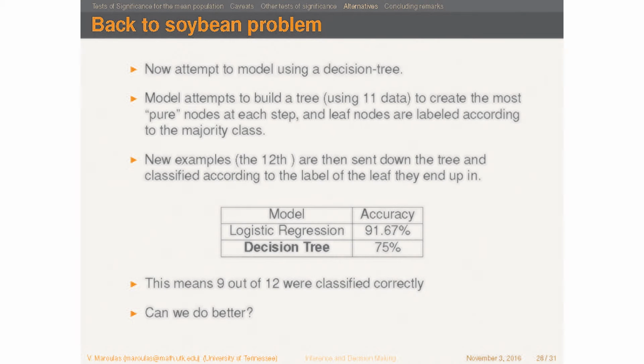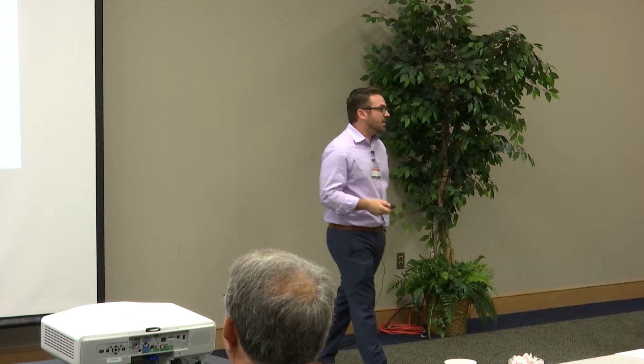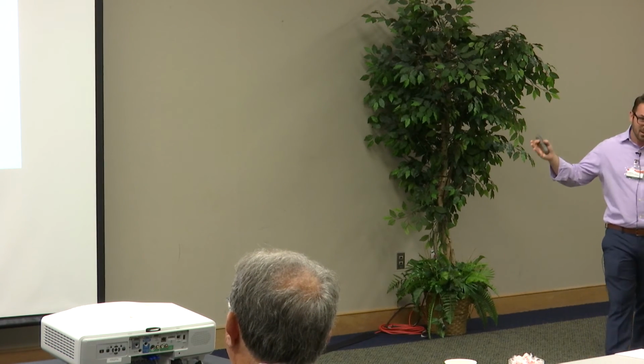If you do that, the accuracy drops down to 75%. It means 9 out of 12 times I got this right. Okay? So the question is, that's a bummer. So can we do better? Yes, you can. How can you?